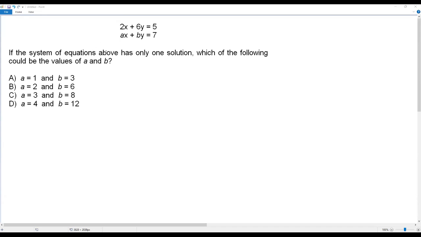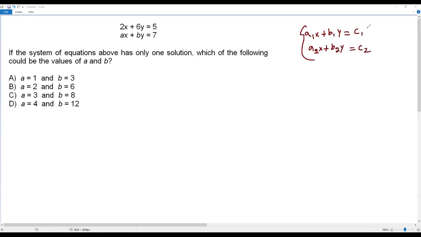If the system of equations above has only one solution, which of the following could be the values of A and B? Okay, before we start solving this problem, we can consider some stuff on solution of the system of two linear equations. Now let me consider a system of two linear equations in standard form, that is a1x + b1y = c1, and the other linear equation is a2x + b2y = c2.